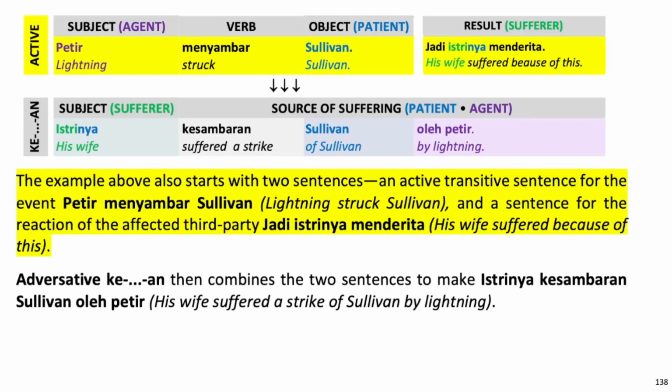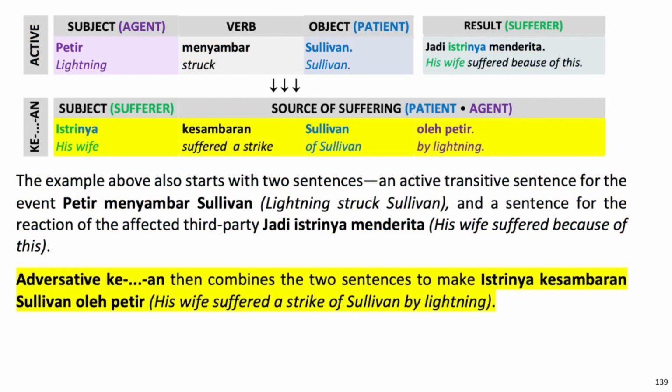The example above also starts with two sentences: an active transitive sentence for the event, petir menyambar Sullivan, lightning struck Sullivan, and a sentence for the reaction of the affected third party, jadi istrinya menderita. His wife suffered because of this. Adversative ke-an then combines the two sentences to make istrinya kesambaran Sullivan oleh petir. His wife suffered a strike of Sullivan by lightning.